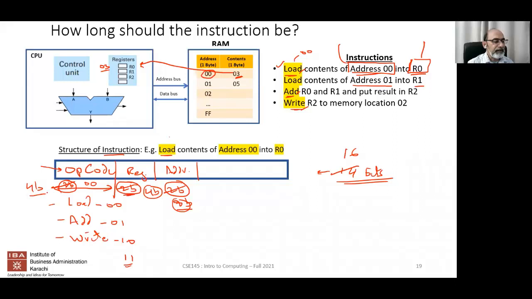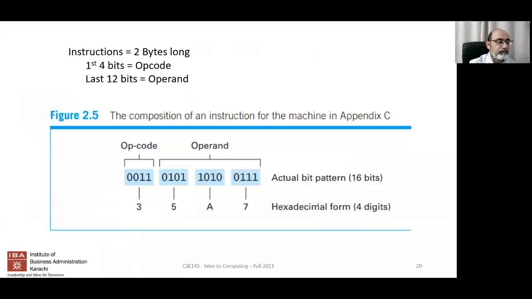Okay. So with 4-bit instructions, the total number of opcodes that you could have is 2 to the power 4, which is 16. Okay. So that in fact is the architecture of the Appendix C machine. It's going to use 2-byte-long instructions. The opcode is going to be the first 4 bits, and the rest of these 12 bits are going to be referred to as the operand. So 4 bits over here and 12 bits over here. Now, how these operands are going to be used will depend on the actual opcode.